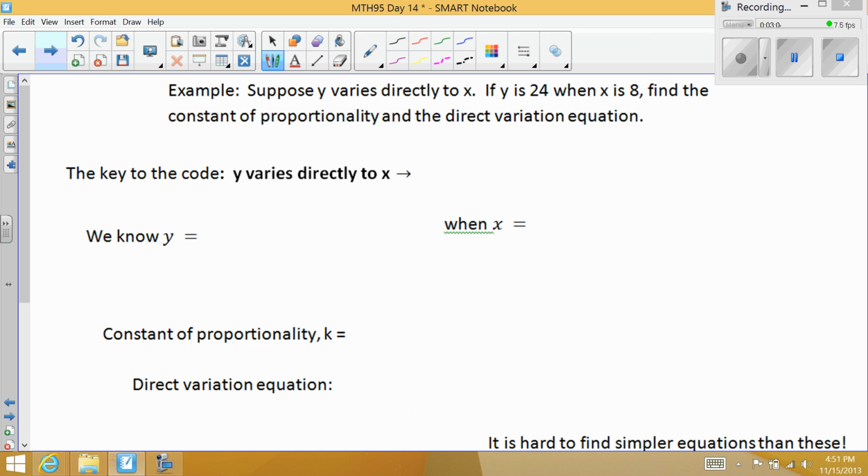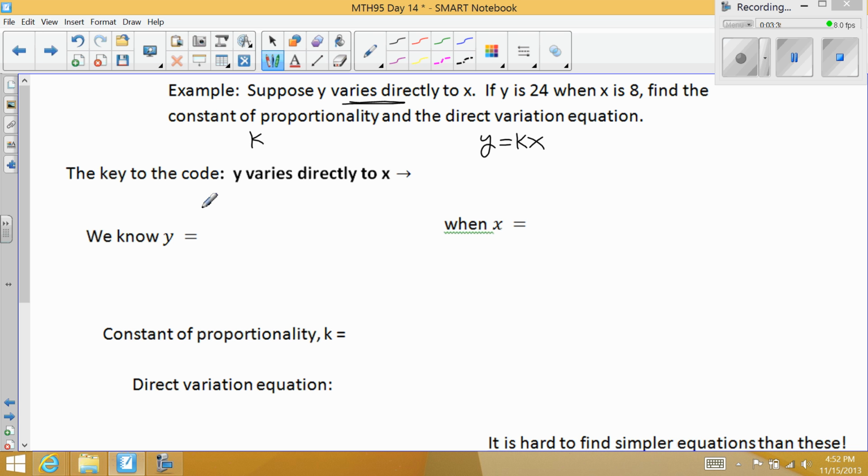So, an example: suppose y varies directly to x. So we've got our keyword there, direct variation. And then we're given some additional information. If y is 24 when x is 8, find the constant of proportionality, that's what we're calling k, and the direct variation equation. And the direct variation equation is y equals kx. So what we need to know is the value of k, and that's it. Then y equals that number times x. That's it for our equation.